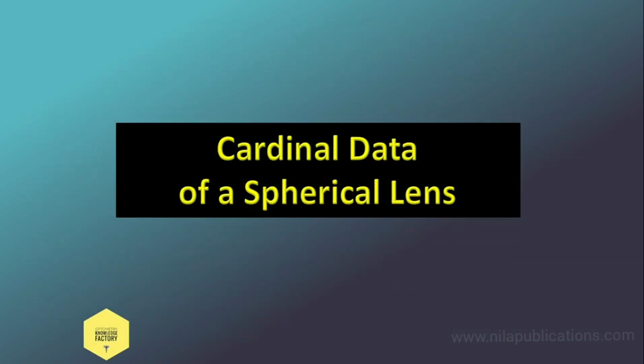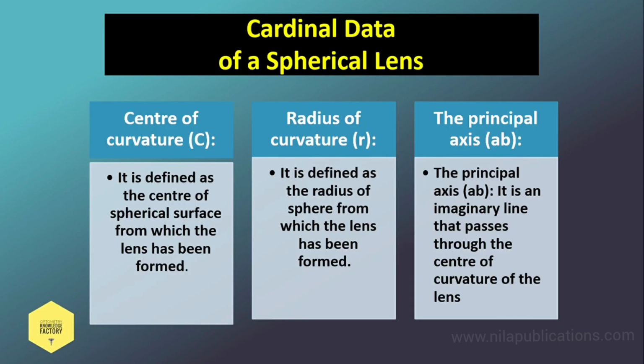I know that you must be already familiar with this point. I am only going to revise the important points of the cardinal data. First one, center of curvature. It is defined as the center of the spherical surface from which the lens has been formed. Then radius of curvature. It is defined as the radius of the sphere from which the lens has been formed.